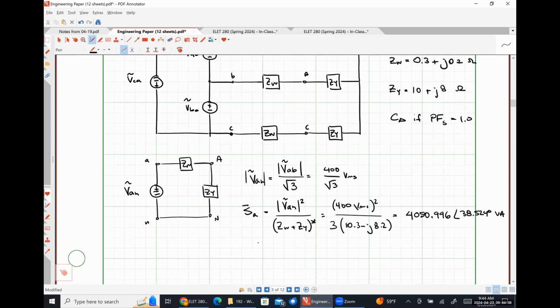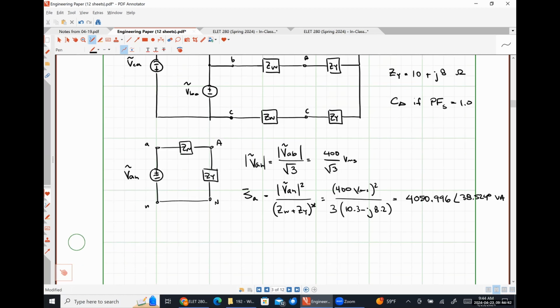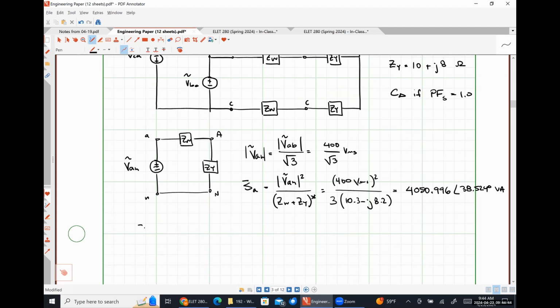So how do I get the complex power absorbed by all three phases? Multiply it by 3. So S three-phase for our source is just 3 times SA, which is 12,152.989 with an angle of 38.524 degrees.